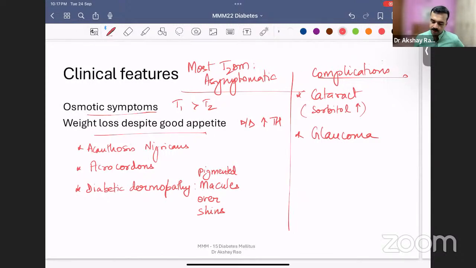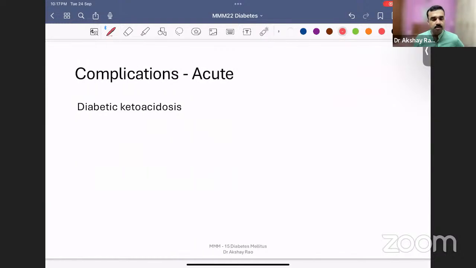That is clinical features. Now, what about complications? This is where they present to us. A lot of times, especially in India, they'll present to us with complications. They won't present to us for routine screening, or with mild osmotic symptoms. They'll present with complications. So what are the complications? There is acute and there's chronic. And in acute, we have most prominent diabetic ketoacidosis.